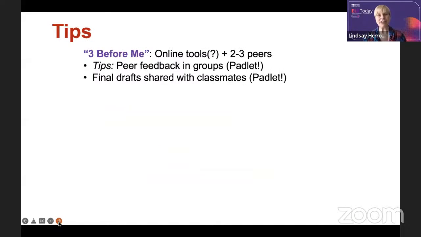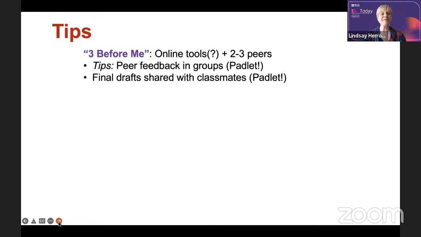Now, tips. I've been doing projects with my students for a very long time now. So this is what I've found to be very helpful, especially considering I routinely teach at least 150 students a semester. So I know the delicate balancing act of having to deal with each student individually. So my first rule for projects is 3 before me. My students use online tools such as Grammarly to get feedback on their writing, and then they get feedback from 2 or 3 peers. And then that's finally, after it's as good as possible, that's when I take a look at it.